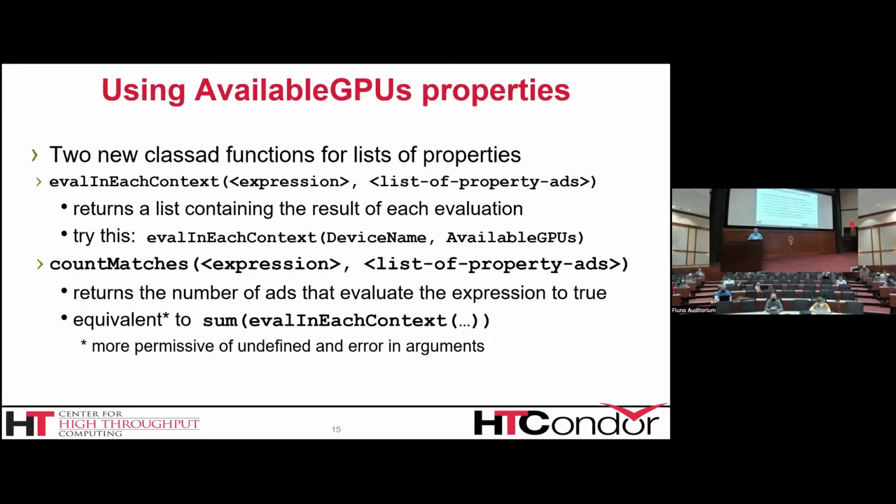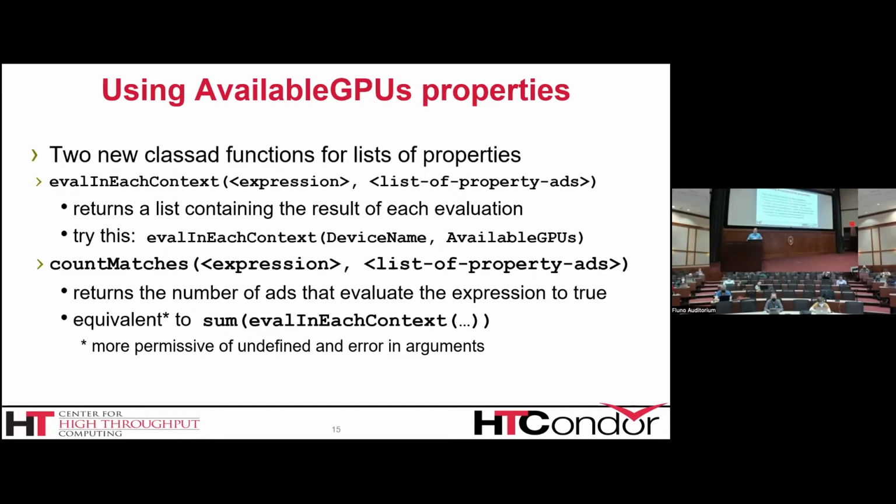However, indirectly, we also use it for matchmaking. So we added 2 new class ad functions. The first is just a general mechanism. The function is called eval in each context. The first argument is going to be an expression like that, capability greater than 7.5. The second argument is going to be a list of ads like that AvailableGPUs attribute that the startd is publishing.